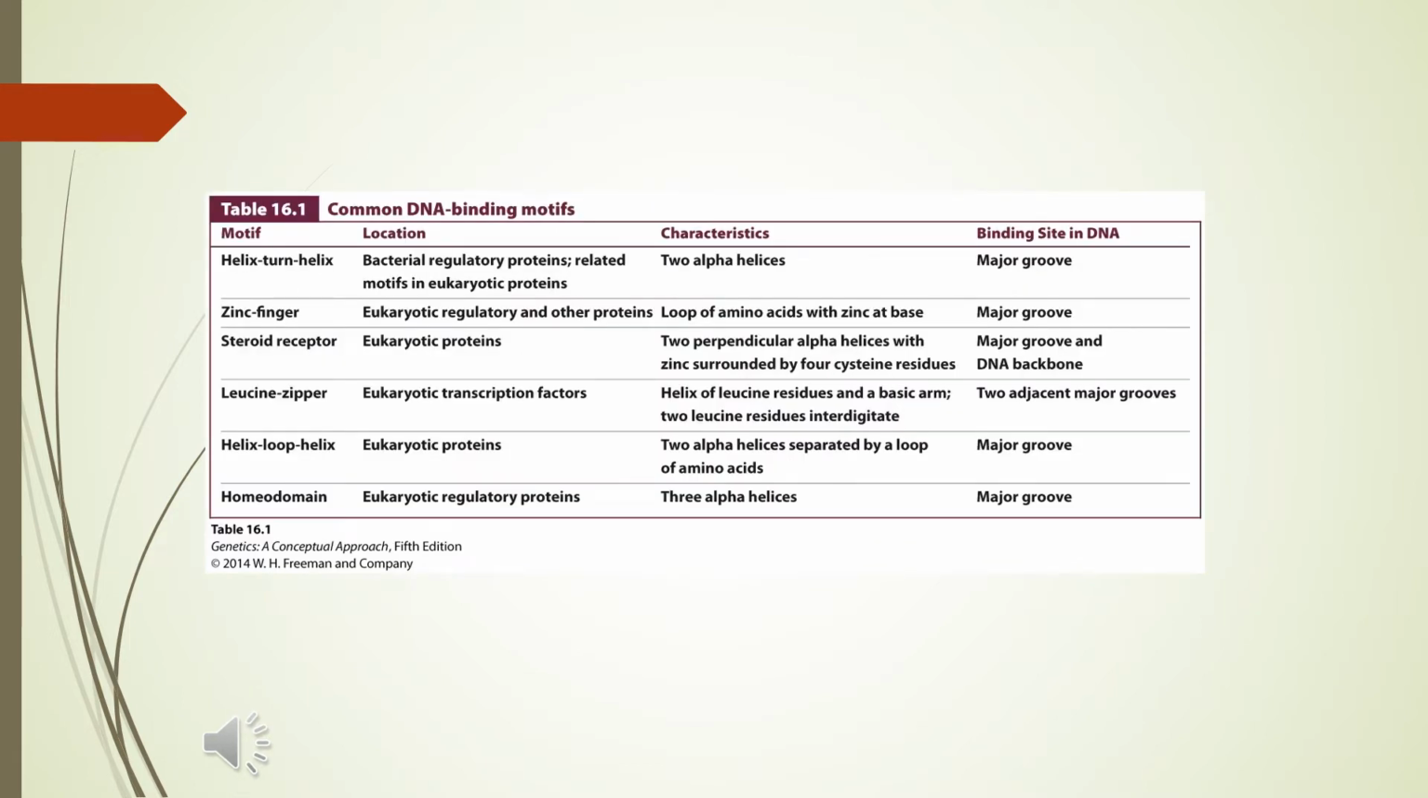These are the common DNA binding motifs. As we told earlier, helix-turn-helix can be seen in both prokaryotes and eukaryotes, and their characteristics include 2 alpha helices and 1 turn, and their major binding site in DNA is the major groove.